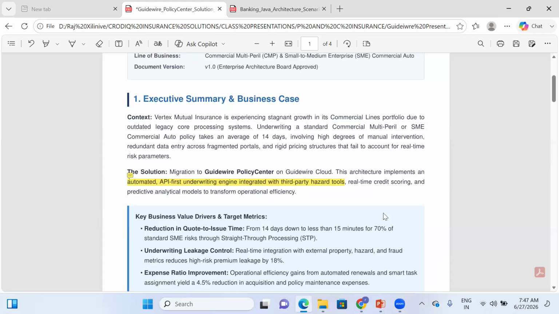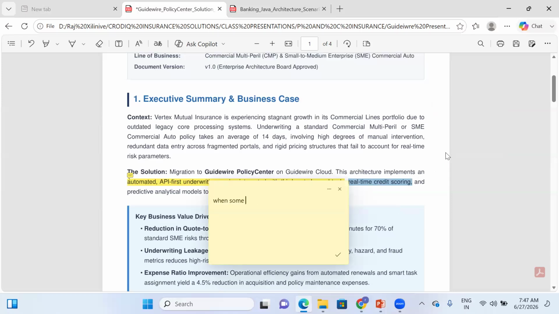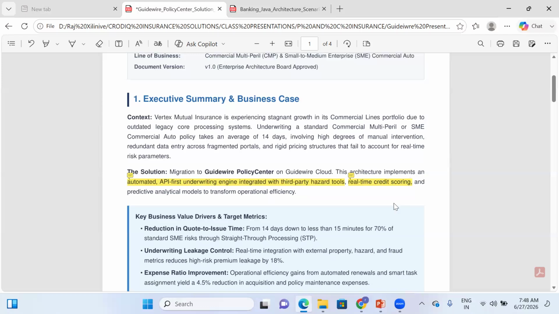Second element, they want to have real-time credit scoring. This is required because it depends on the credit score the person has, okay? Because when someone has applied for insurance, we check their credit score as well, so that we see how disciplined they are. We want to see the credit score of the person.